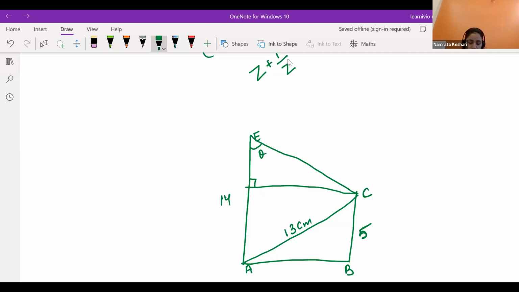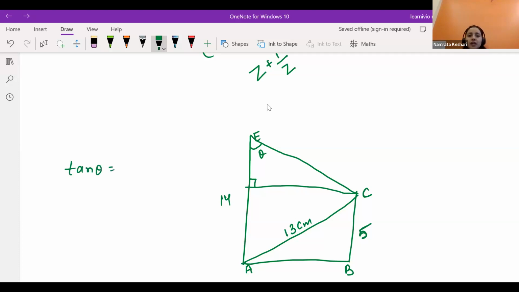So the question says that in the figure AE is 14, which I have written over here. AC is 13, which also I have written. BC is 5. Find the value of tan theta. We have to find tan theta.